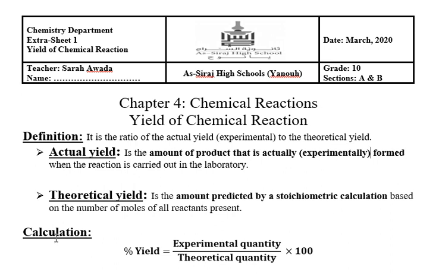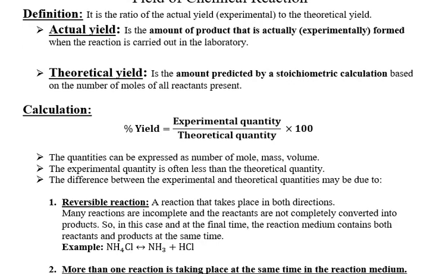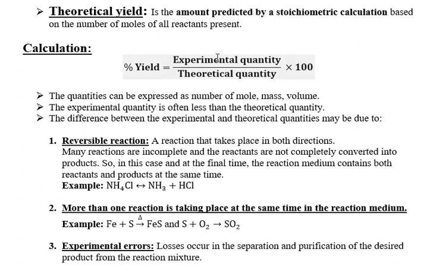So as a result, percentage yield is the experimental quantity over the theoretical quantity multiplied by 100. This quantity can be represented either by using number of moles or mass or volume. The experimental quantity is smaller than the theoretical quantity, and this difference between both values is maybe due to a reversible reaction.